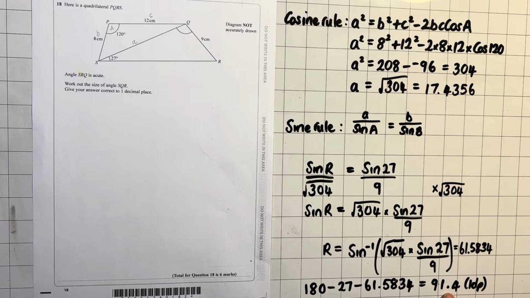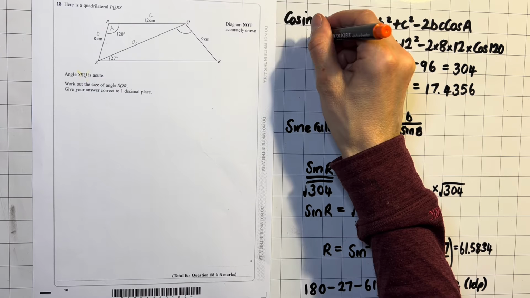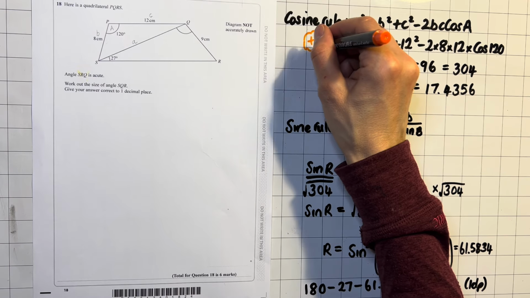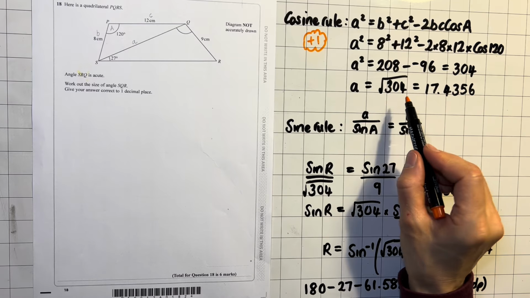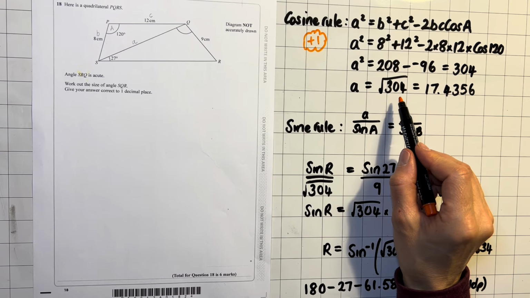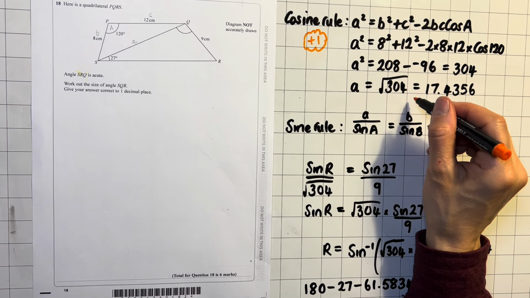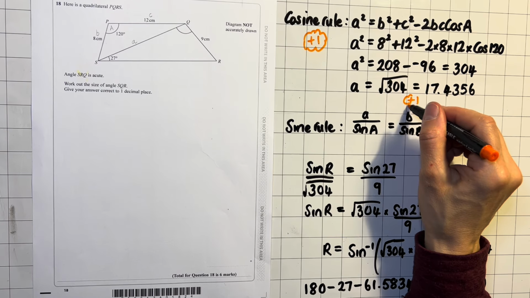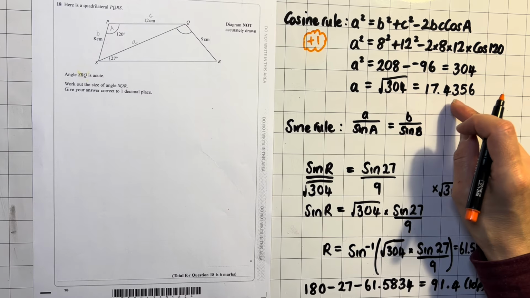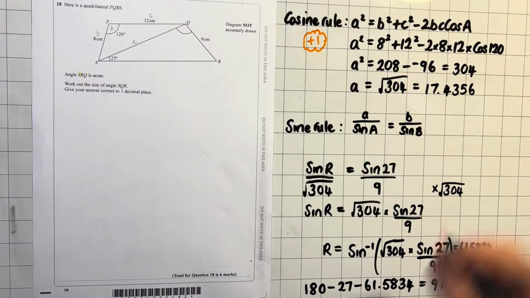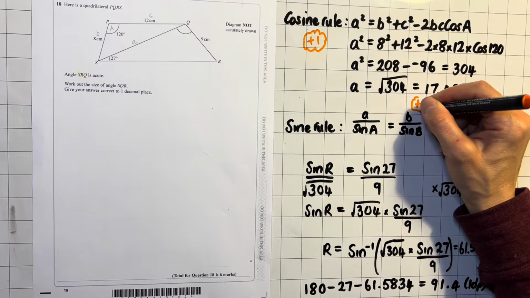If you got the answer of 91.4, you would score all 6 marks. Otherwise, there's a mark for pulling out the cosine rule and inputting the correct values. There is also a mark for reaching the square root of 304 or 17.4356.